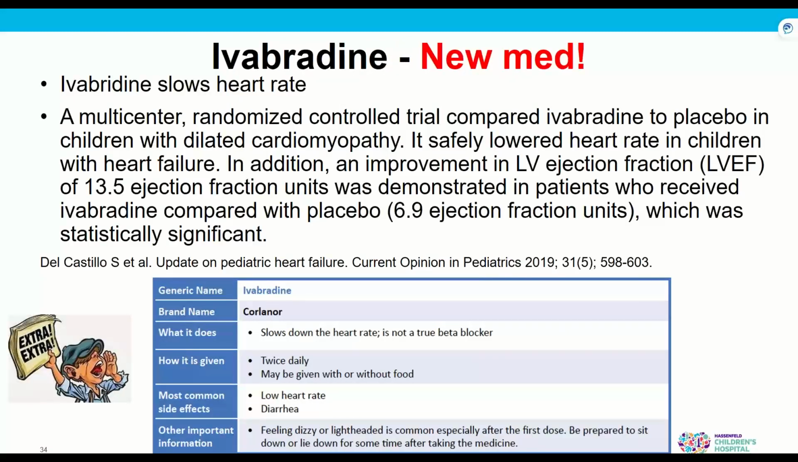All right, another new med alert, ivabradine. So this is a medication that kind of works like a beta blocker, but is not technically a beta blocker. It also slows the heart rate.